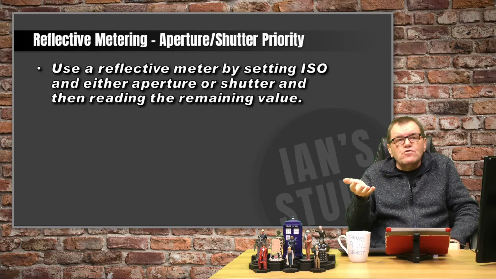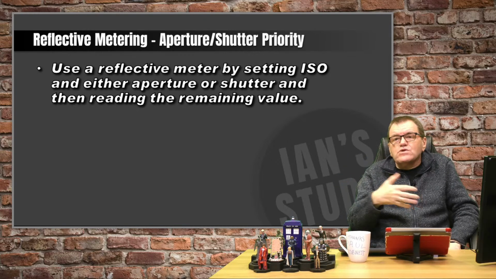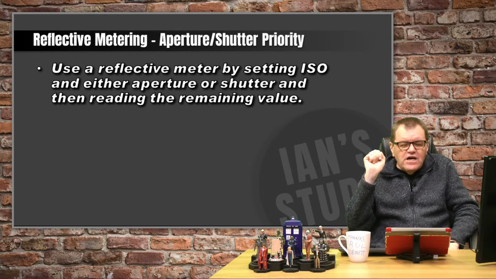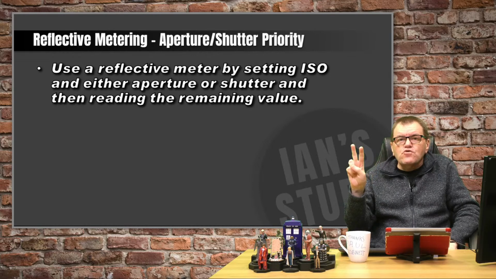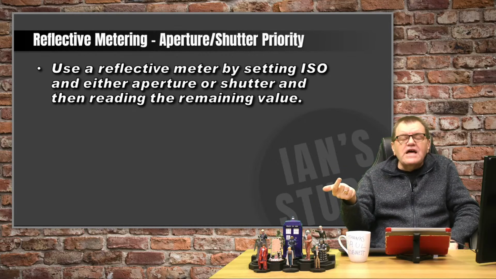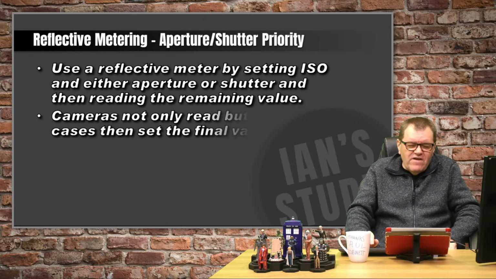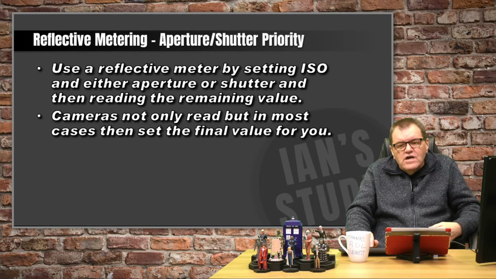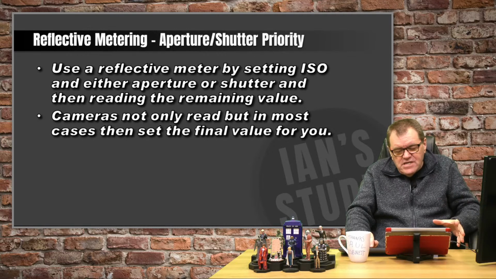So how do you use reflective metering? Again, just in case anyone doesn't know this or doesn't understand it, the way you use metering in your camera is you set two of your values, typically the ISO and either your aperture or shutter, then you meter for the remaining value, and cameras not only meter it, but they actually do set the final value, the remaining value for you. So if you're in aperture priority mode, it will meter for the shutter speed and set it for you so that you can then create your image.